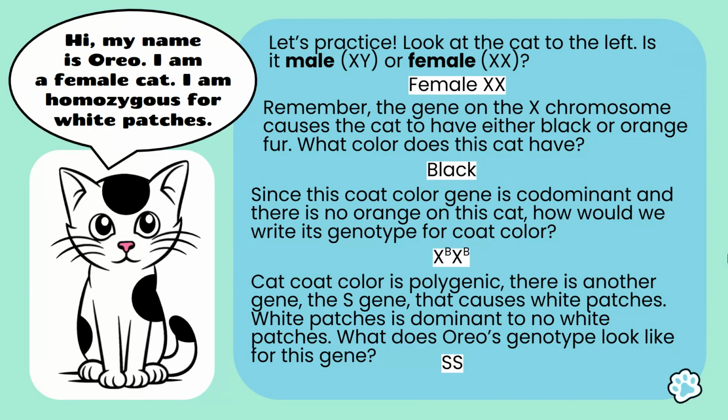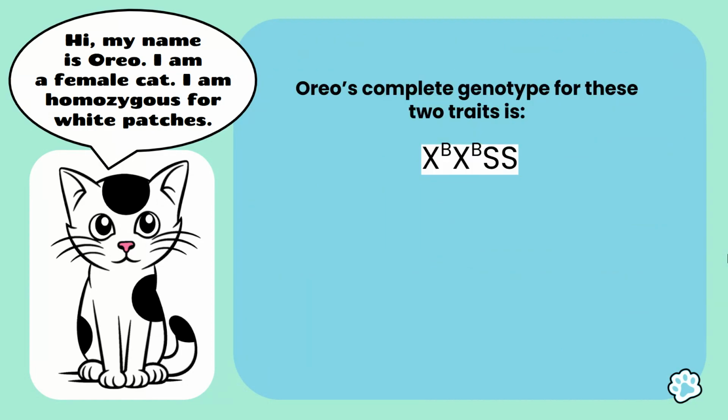If we put that all together, Oreo's complete genotype for these two traits would look like this. XB. Remember, we figured that out because she's a female, XX, and she only has the black color on her, not orange, so she's XB. And then for the white color, she does have white, and so she is dominant for this S gene, and she's homozygous, so that's how we knew that they were both big S's.